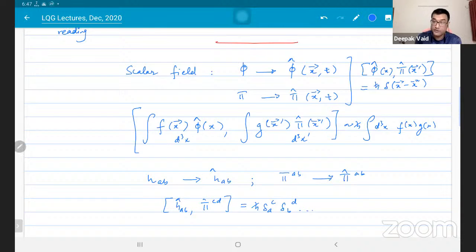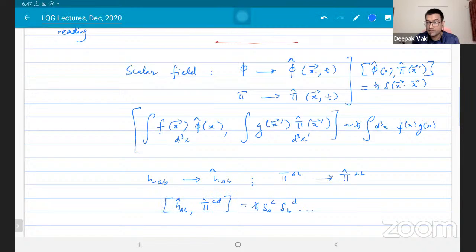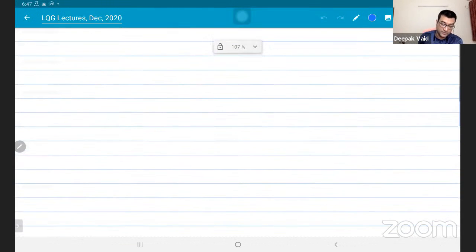There's a better way to do quantization when you're working with the connection variable. With these old variables, you don't have much of a choice in how to do the quantization. Right? These are tensors. If you want to smear them, you have to contract them with other tensors, and then you have to integrate the whole thing over your spatial volume.